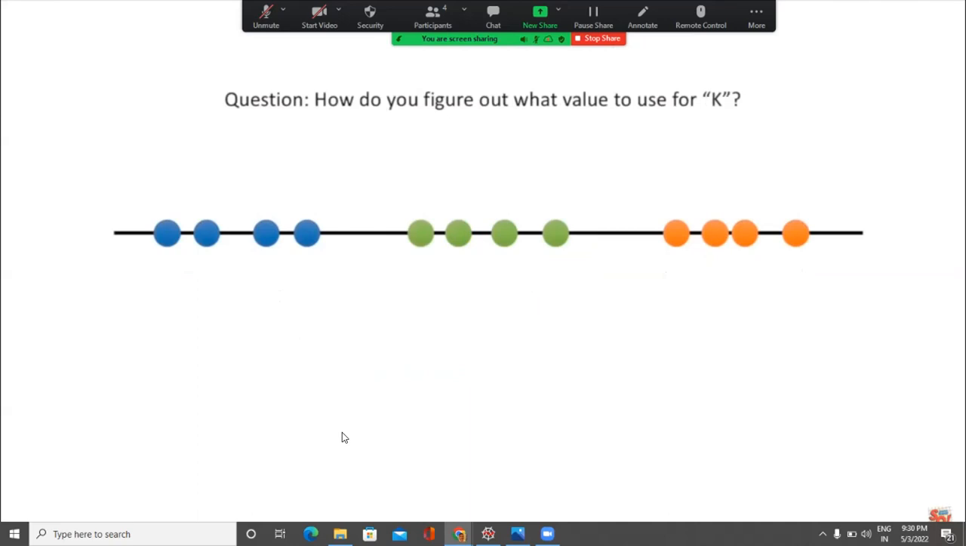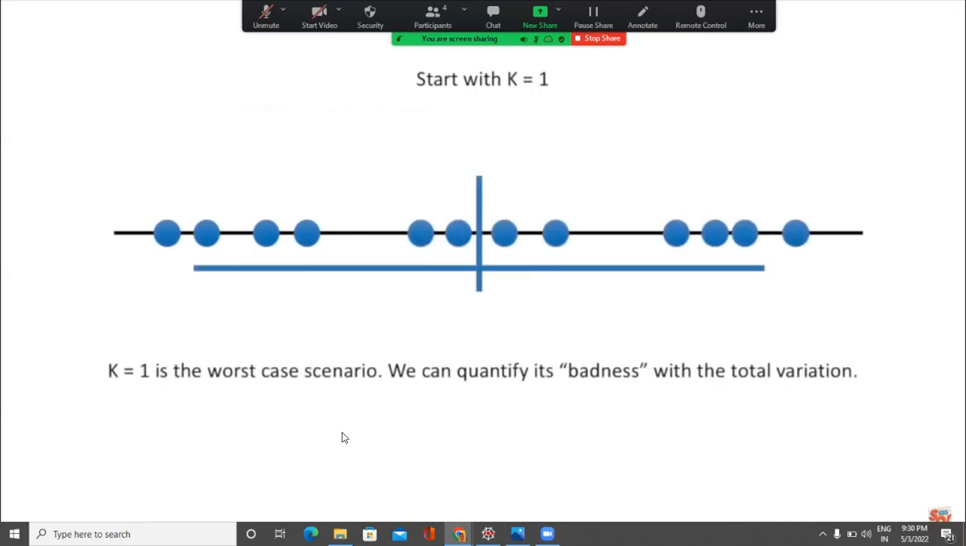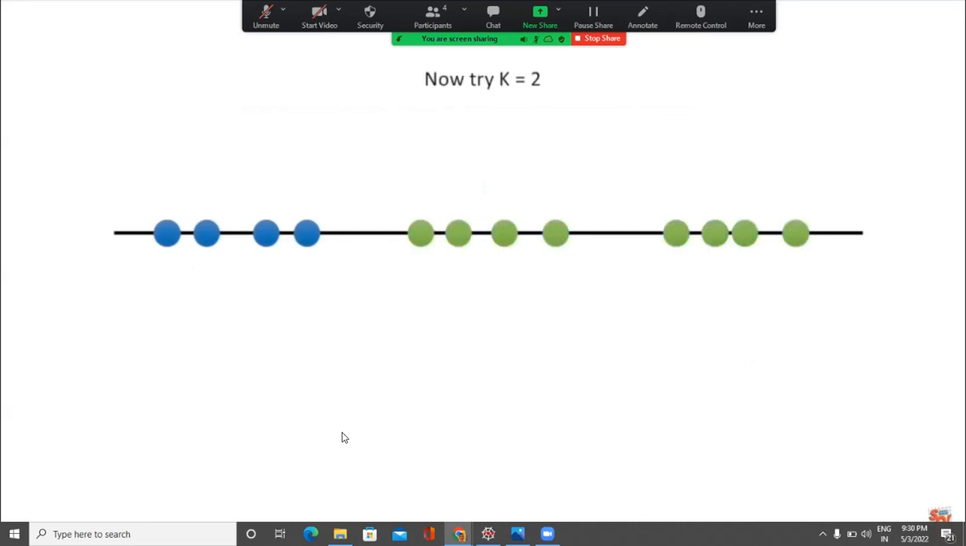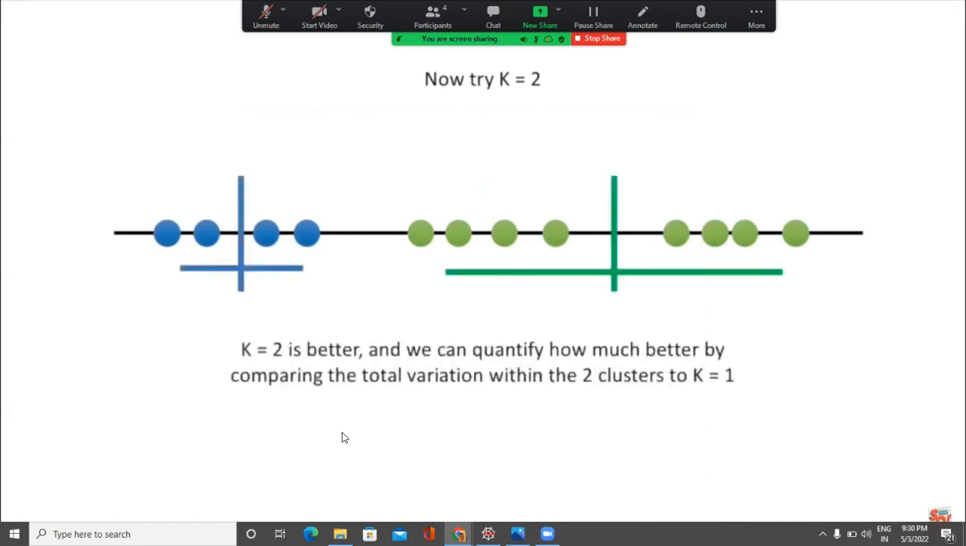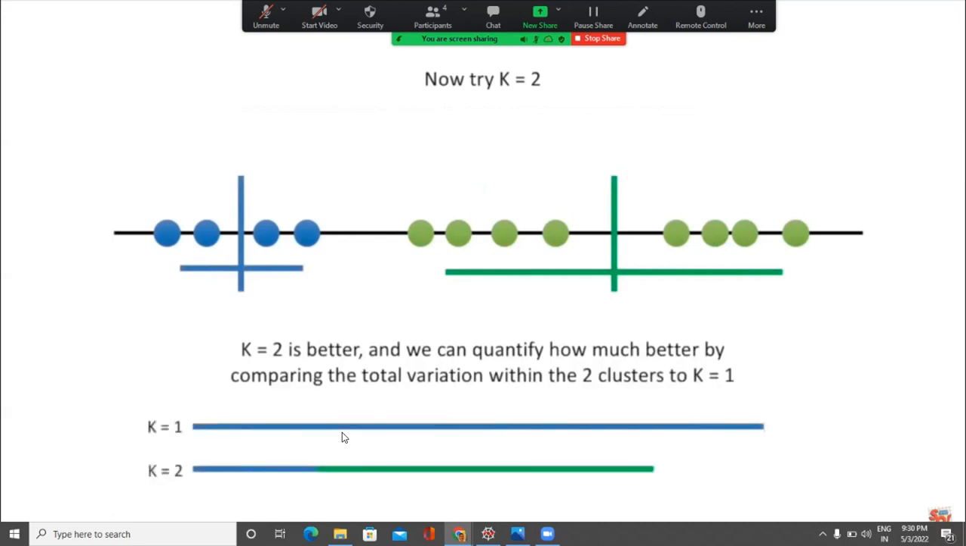With this data, it's obvious that we should set k to 3, but other times it is not so clear. One way to decide is to just try different values for k. We'll start with k equals 1. K equals 1 is the worst case scenario. We can quantify its badness with the total variation. Now try k equals 2. K equals 2 is better, and we can quantify how much better by comparing the total variation within the 2 clusters to k equals 1.